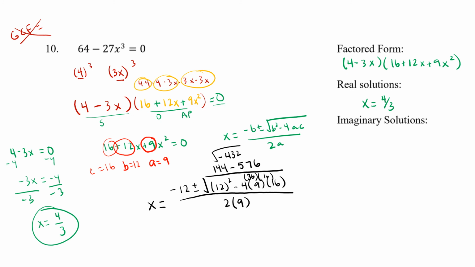Whew. Again, that negative inside is what's telling us it's going to be imaginary. So I'm just going to rewrite it. Negative 12 plus or minus, we just found out that becomes a square root of negative 432 all over 18. And now we have to deal with this square root. So I'm going to write it off here to the side. And there's quite a bit we can do here. Again, that negative, it's just going to come out as an imaginary i.